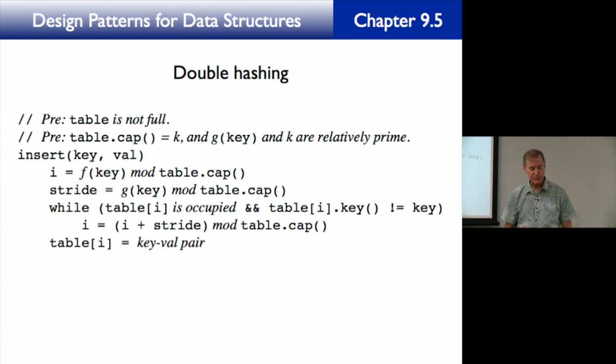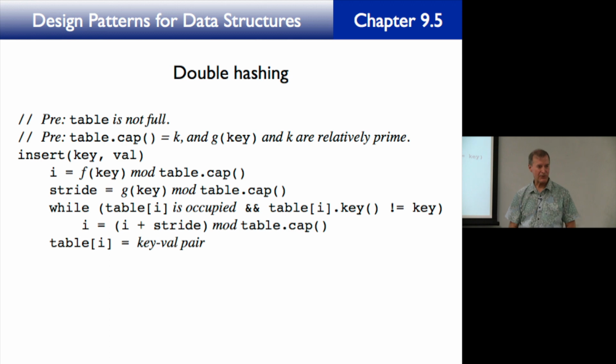And then the third and last one is called double hashing. With double hashing, again, the precondition is the table's not full. And now double hashing means that we have two hash functions. The first hash function, the normal one, is f of x. And then we have a secondary one, we'll call it g. The precondition for this to work is that the table capacity is k, and this secondary hash function, g of key, and k are relatively prime. Now what does relatively prime mean? They're prime to each other, you can't use one to make the other? Yeah, no common factors. Right?